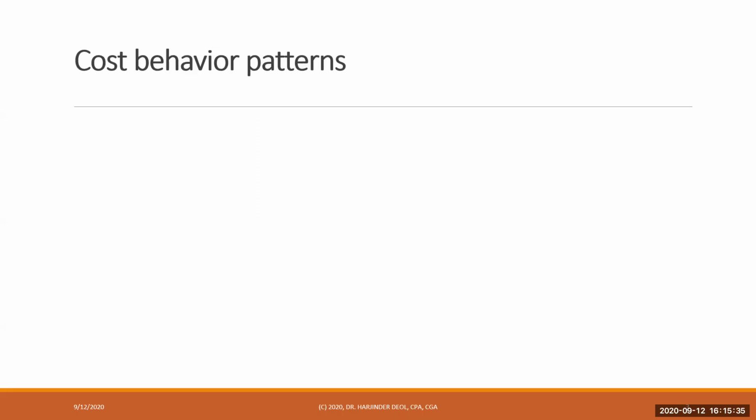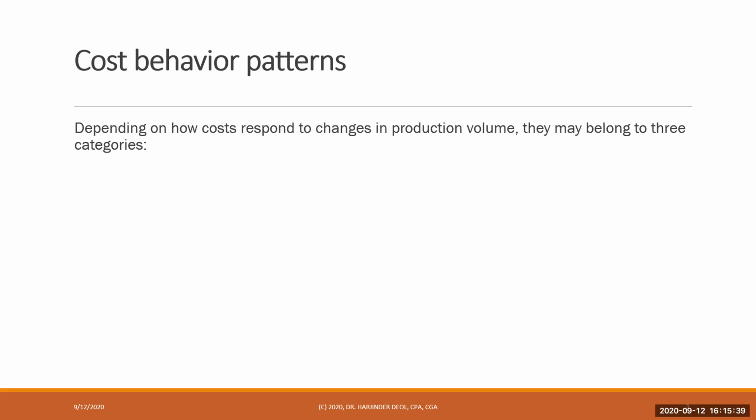Getting started, cost behavior patterns. Depending on how costs respond to changes in production volume, costs may belong to 3 categories: variable costs, fixed costs, and mixed costs.